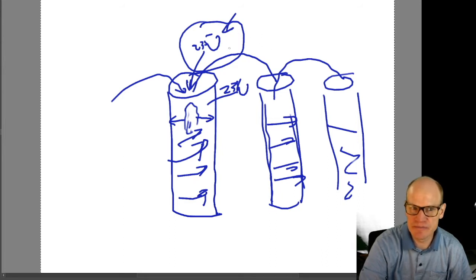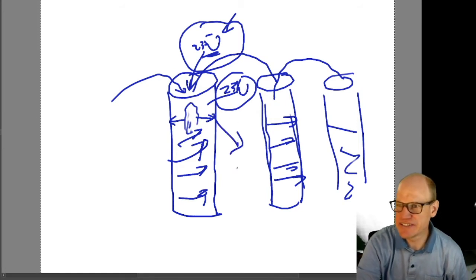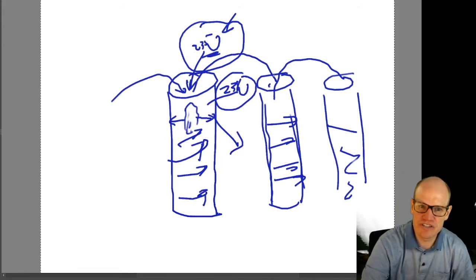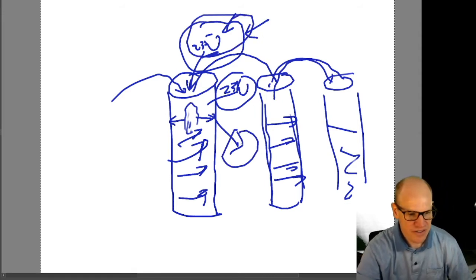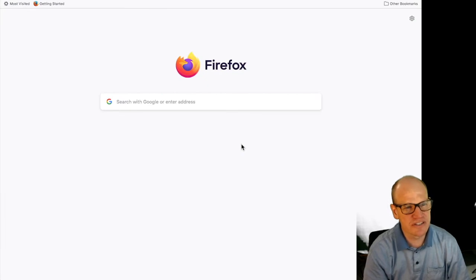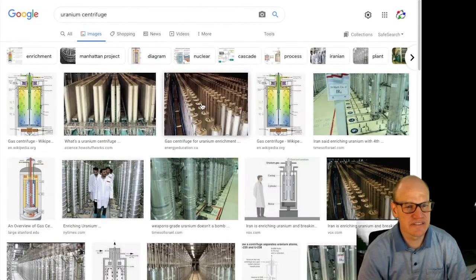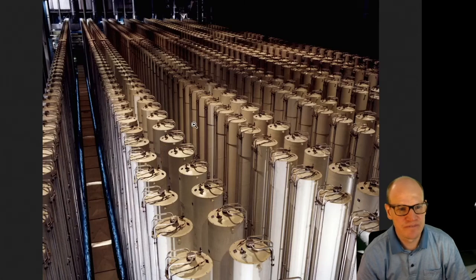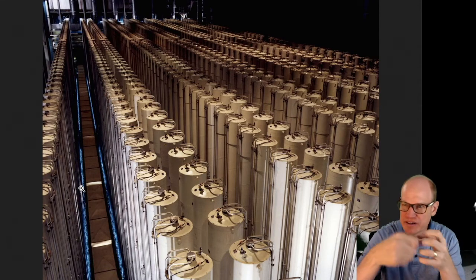So now you have enriched uranium, and you have depleted uranium that's left over. The stuff that comes from the edges is depleted in uranium-235 and therefore has more uranium-238 in it. And the stuff that comes from the center of these centrifuges is enriched in uranium-235. So what does this process look like? It looks like this. This is a pretty famous image of uranium centrifuges. You have all these things lined up and you siphon from one to the next to the next, and you slowly, one step at a time, enrich the uranium.